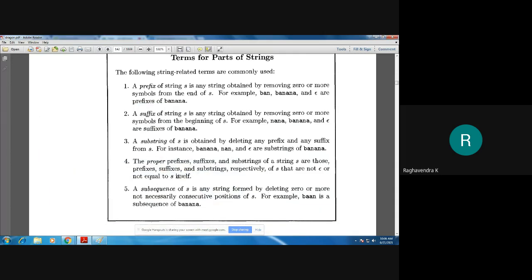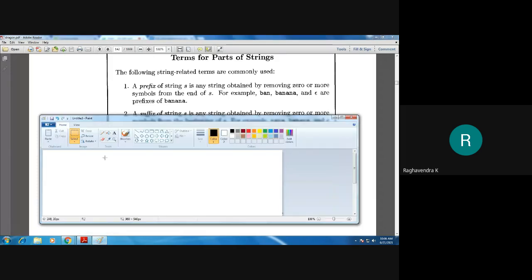Next we have proper prefixes, suffixes, and substrings. What do you mean by a proper prefix? Proper prefixes, suffixes, and substrings of a string S are those prefixes, suffixes, and substrings respectively of S that are not epsilon or not equal to S itself. What do you mean by this? If ABC is a string, then what is a proper prefix and proper suffix? Anything that is not empty, or anything that is not equal to S. So all of these things can be considered as a proper suffix, proper prefix, and substring.